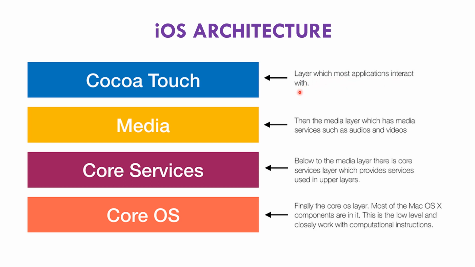It provides the frameworks which support the user interface and the applications. Next, media layer, which has the media services, that is audio and video. Core services layer, which provides the services that the apps use. Core OS layer. So core operating system layer handles the low level functions.